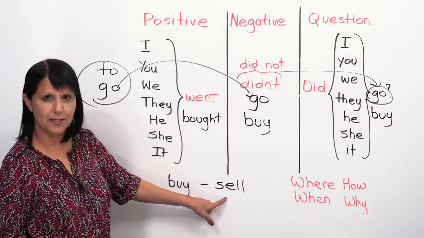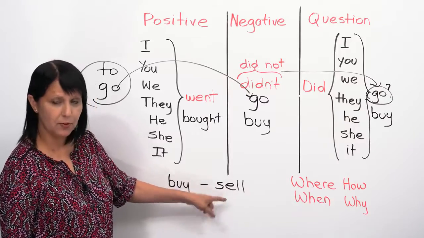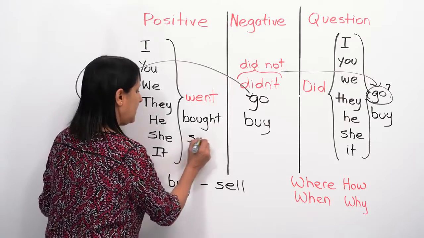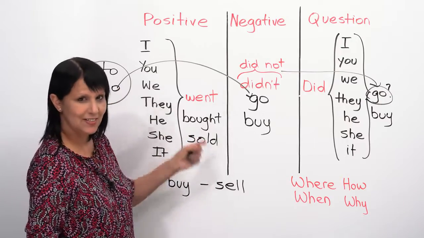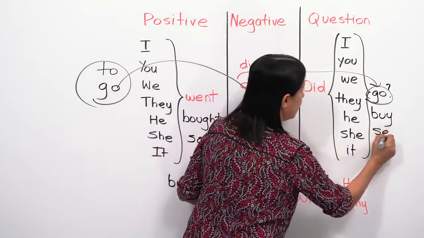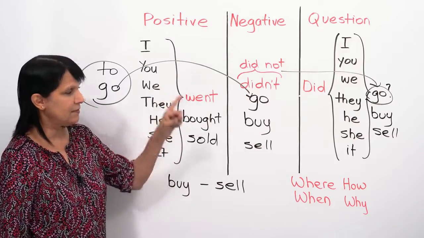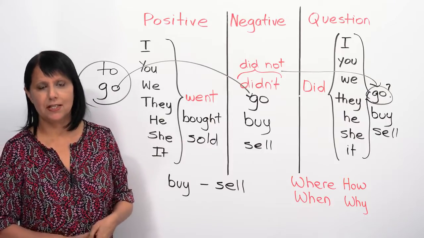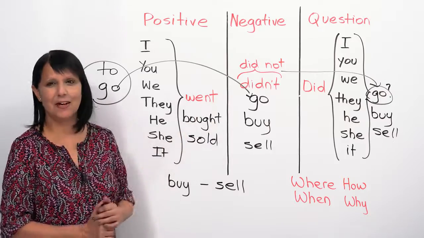Let's try it with the verb sell. So this is the regular base form of the verb. The past tense of sell is sold. Okay? So he sold his car. He didn't sell his car. Did he sell his car? Okay? So when you can do that, right? The positive, the negative, and the question, then you can express whatever you need to express in the past simple tense, even with irregular verbs.